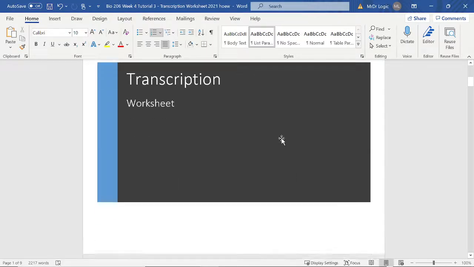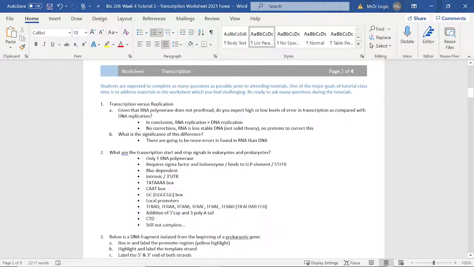Here's the disclaimer. Here's the transcription worksheet, okay? Question 1. Does RNA proofread? No. So basically, the conclusion is the RNA application is not better, okay? This simply means it makes more errors, okay? So what I mean by this is it makes more errors because, well, this isn't really a solid theory.